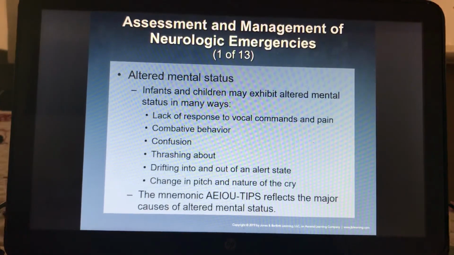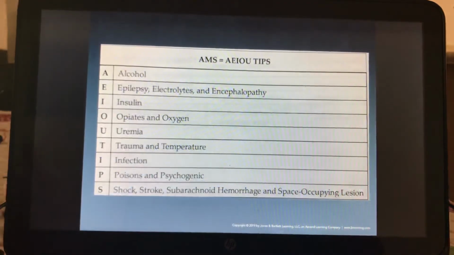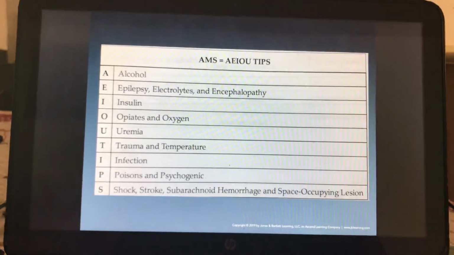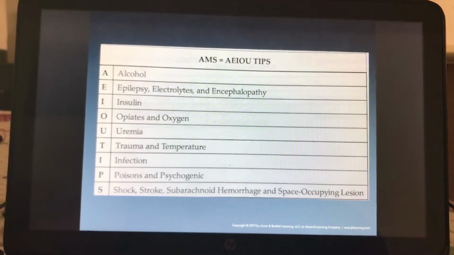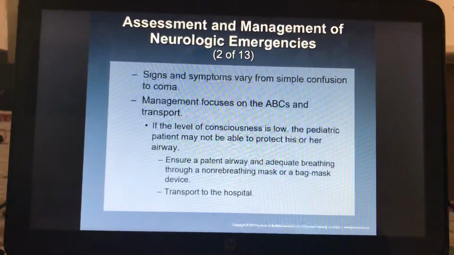Altered mental status, they start talking about neurological emergencies. They use AEIOU tips. You can use AEIOU tips for all altered mental status. I put a picture in here for you so you can refer back to it in case you need to look at it, or if there's a quiz question, you might be able to reference it. Not sure if there will be or not.